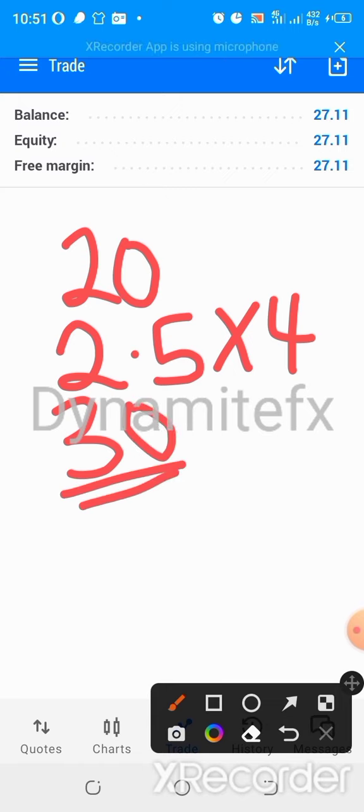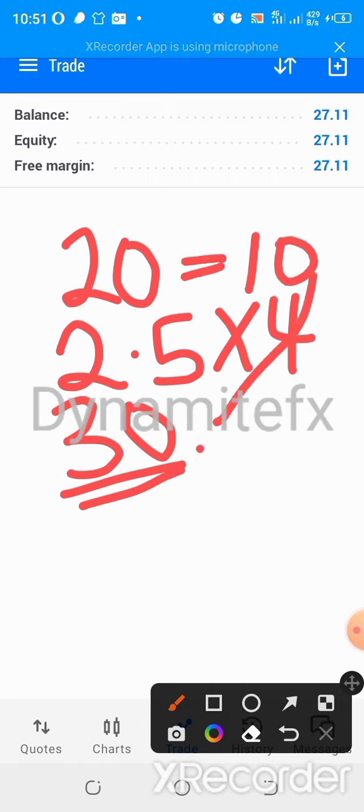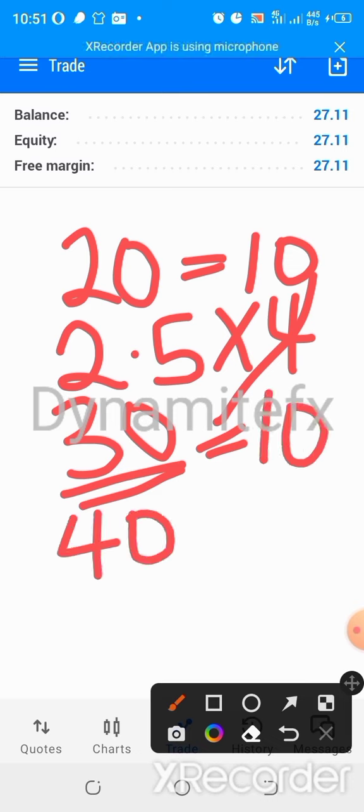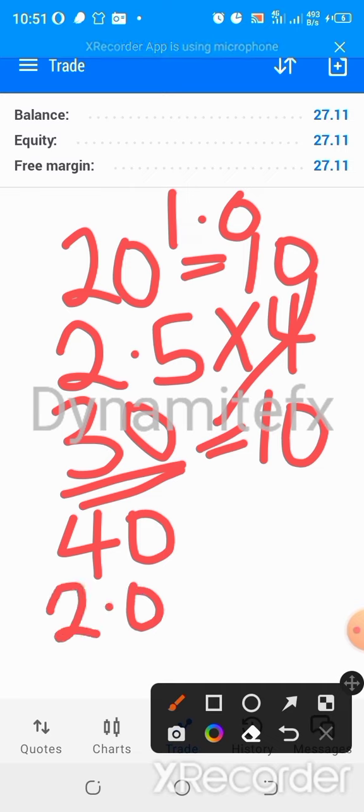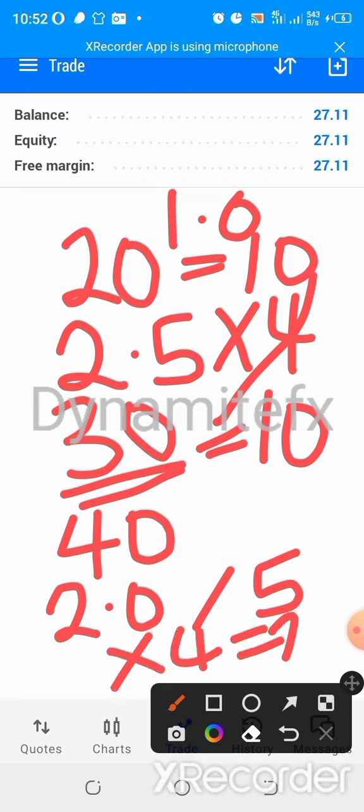Next, you repeat the same thing. You made another 10, and it becomes 40. This time around, your lot size will have to change. Remember, this first time you used 1.0. This time around, you're going to use 2.0. And your first 6 candles is going to give you $5. So 5 times 4 candles, you're going to have $20. This is to help those who are growing their small accounts.